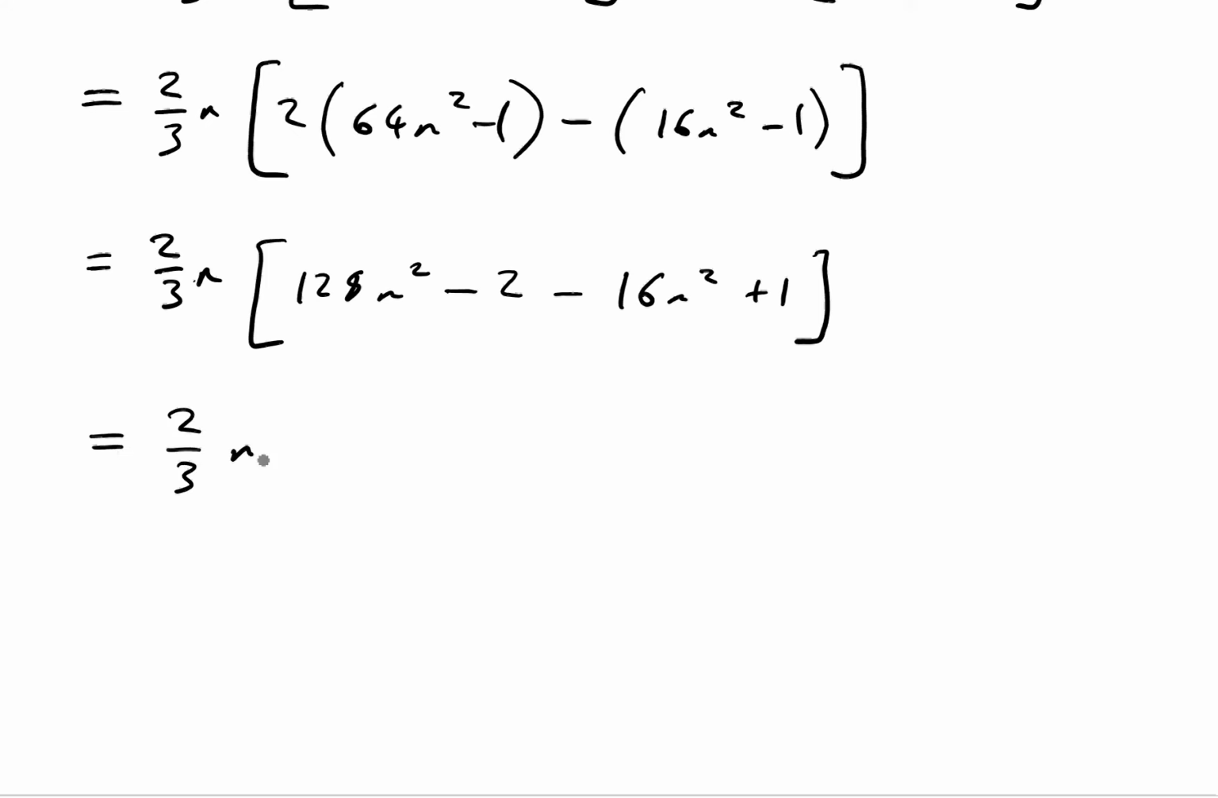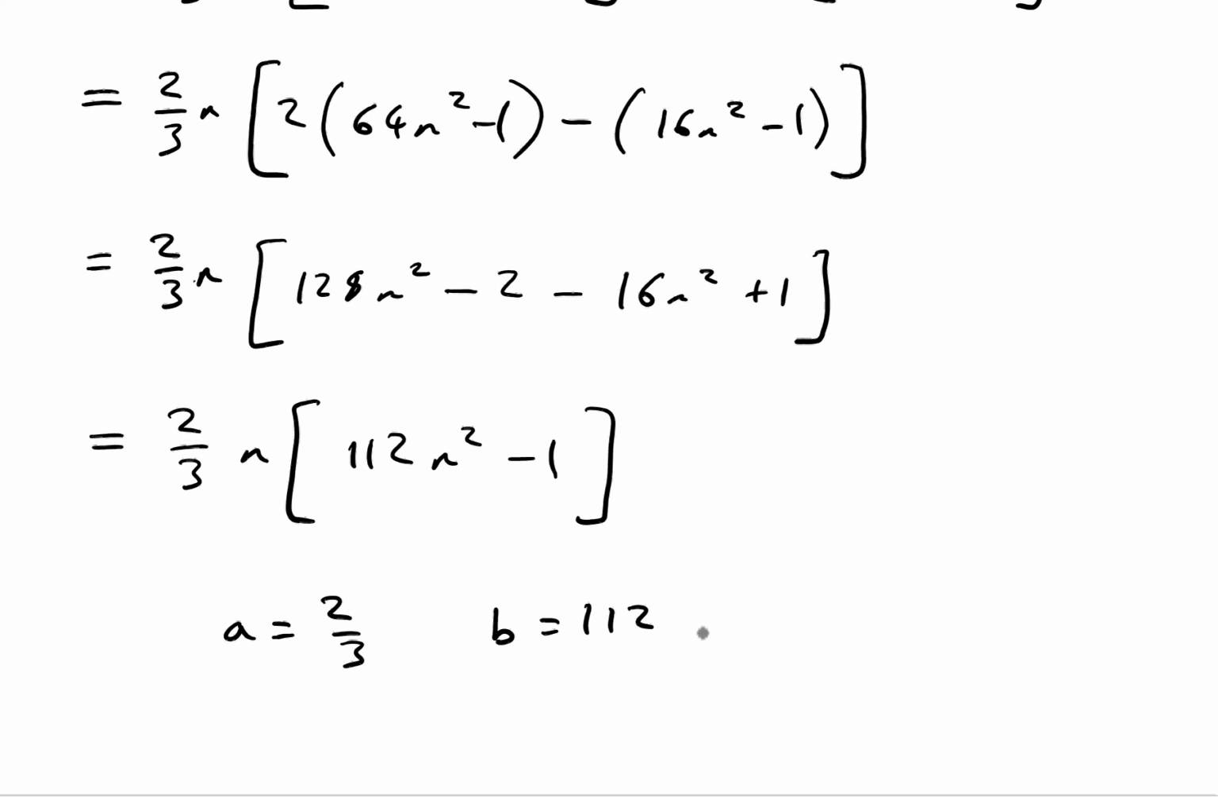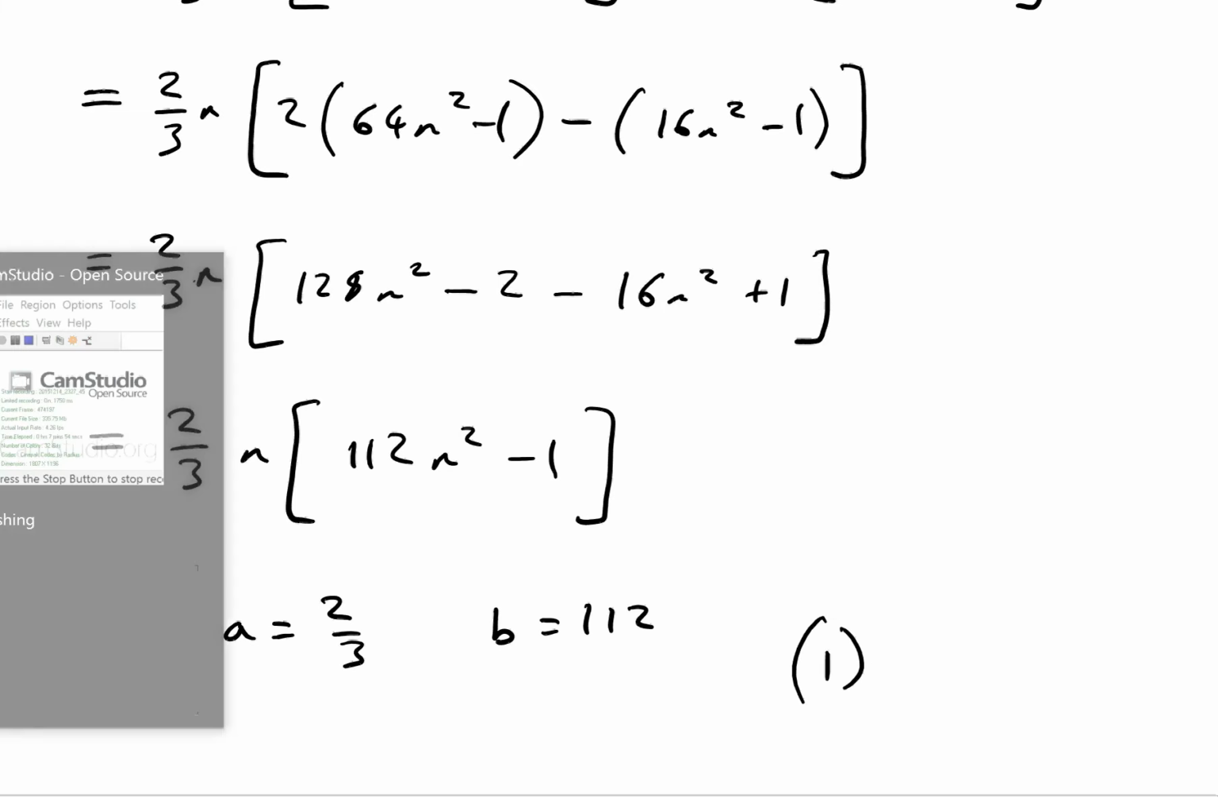Again, a little bit more manipulation, not much more. 128 n squared, take away 16 n squared. What's that going to be? It's going to be 112 n squared. Then the minus 2 plus the 1, that's going to give you minus 1. And that is in the form we're after. So a equals 2/3 and b equals 112. There's your final mark. 3 marks, easy peasy.